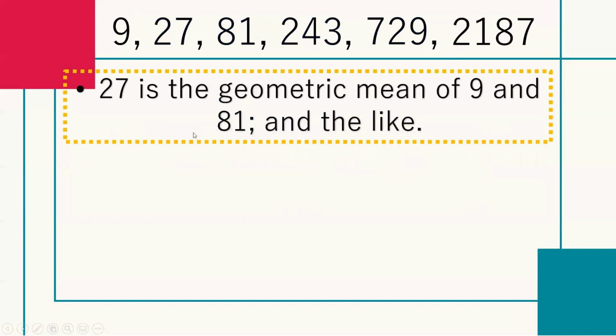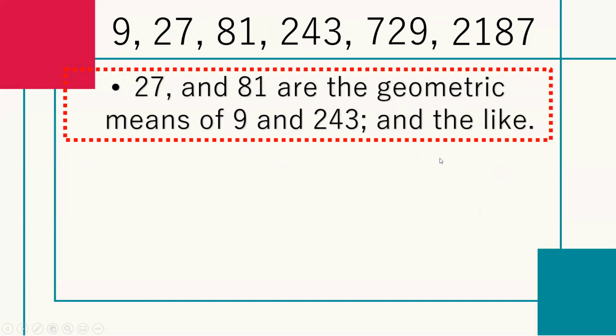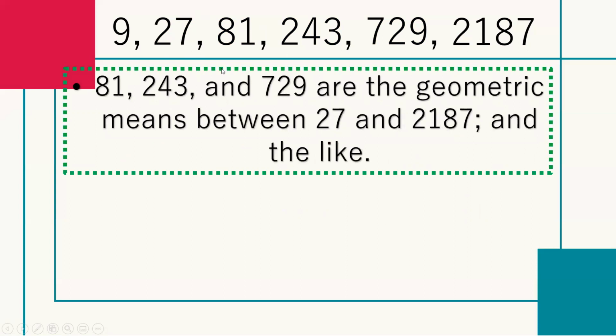Okay? So dito, 27 is the geometric mean of 9 and 81. Okay? Nasa gitna ng 9 and 81 is 27. As well as 27 and 81 are the geometric means of 9 and 243 and the like. Same lang din yan. Itong tatlo, 81, 243, and 729 are the geometric means between 27 and 2,187.